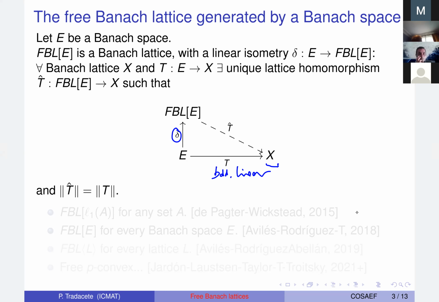And of course, because of our choice of the norm, we will make sure that the extension of this T hat, this lattice homomorphism, extends without increasing the norm, right? This is the property which is written here. Okay, so you can take this, as I said, as a definition. But first of all, one should make sure that such a creature exists.